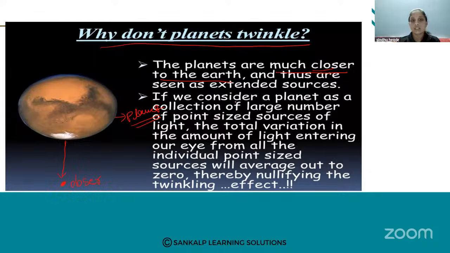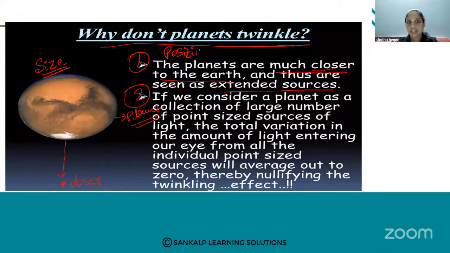Then this is the main reason that planets do not twinkle. Okay, and thus they are seen as extended sources. Okay, this one is the main reason and one of the reasons. The second reason is the size of the planet. First one is the position of the planet. The first reason explains the position of the planet, and the second reason explains the size of the planet.